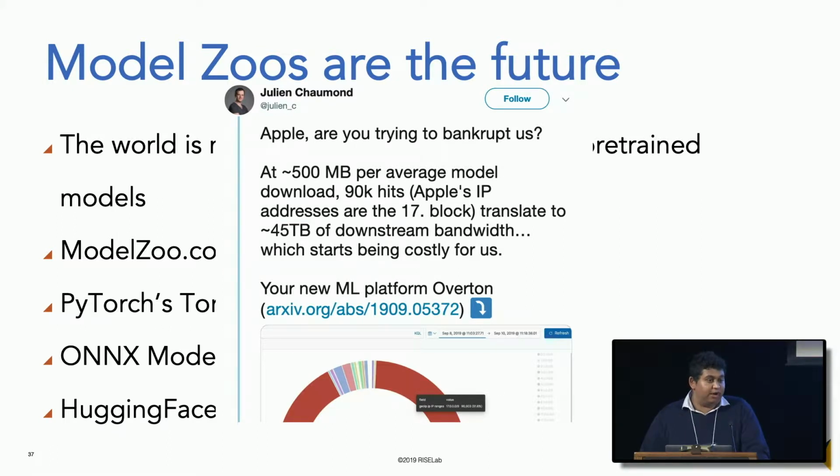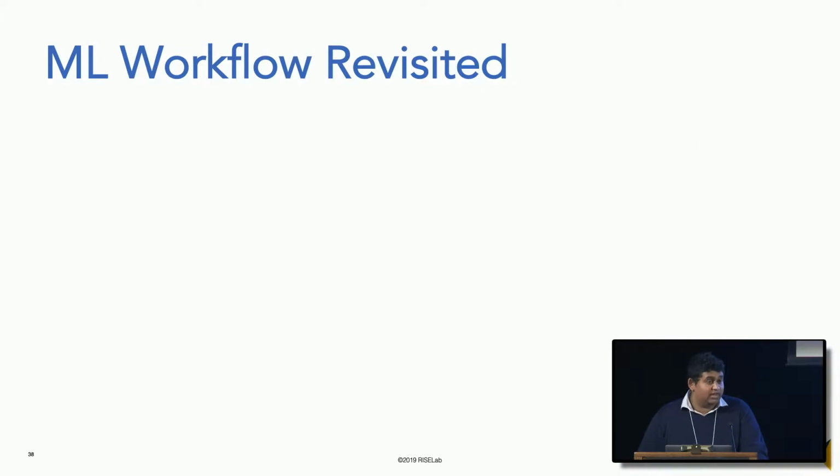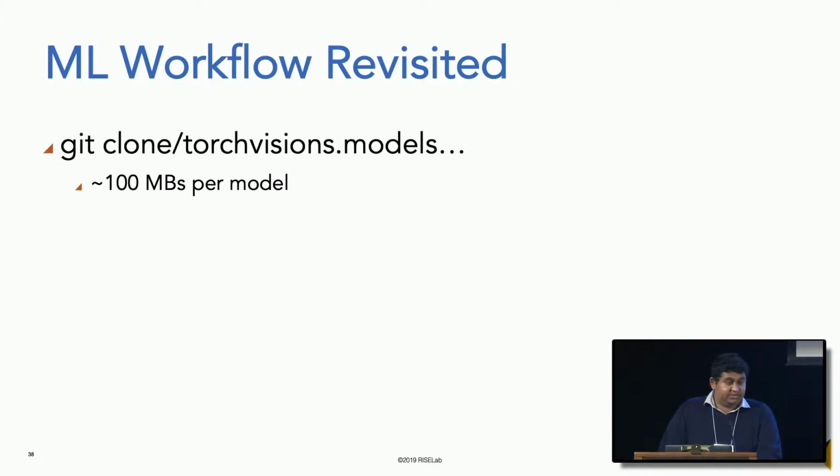So, let's say you're Apple. You've downloaded your 45 terabytes worth of data, embarrassed yourself on Twitter, and you're ready to get down to the serious business of making predictions. What does that look like? We start with step one. Download your model data, hopefully not DDoSing the server this time. It's important to know at this point that you're oftentimes downloading hundreds of megabytes worth of model data to operate on a few megabytes of query data, so it's not very efficient.